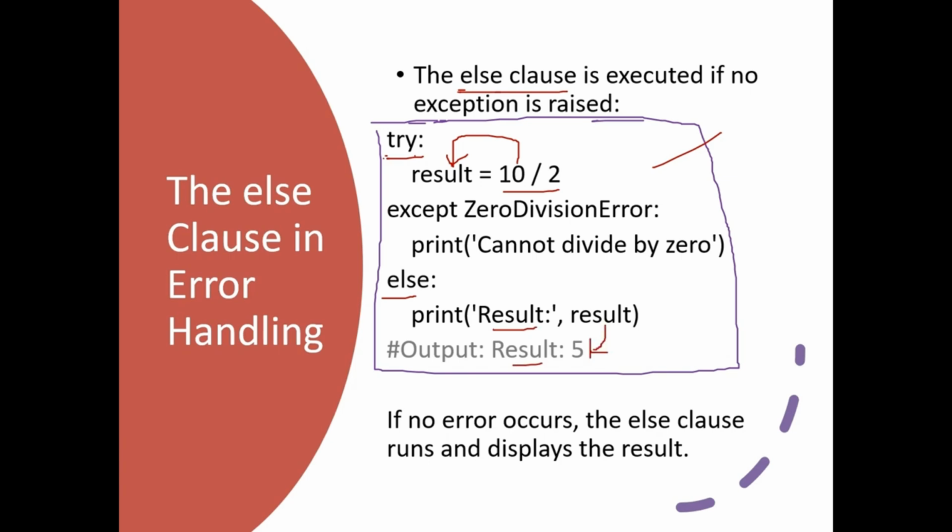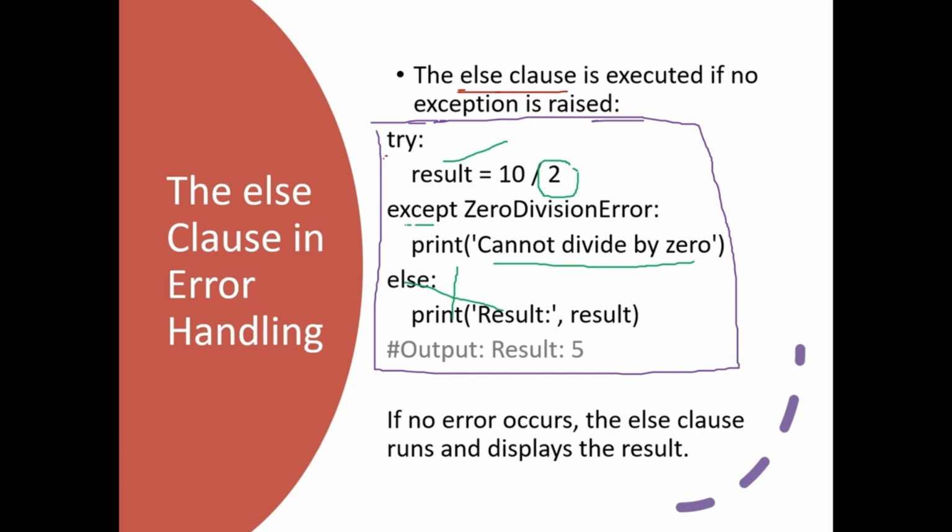Instead of 2, if it has 0, this except block will get executed and will print the result, cannot divide by 0. In the try block, as the exception has occurred, this else block will not get executed. I hope this clears your doubt about when this else clause will get executed and when it does not get executed.